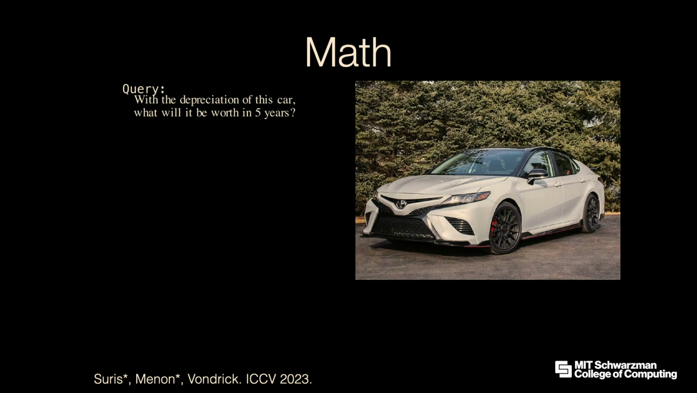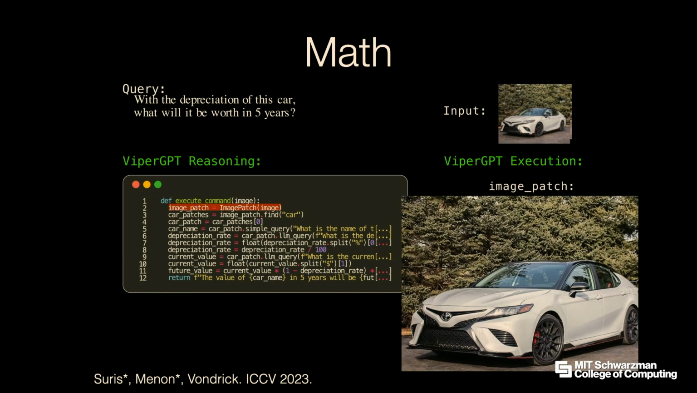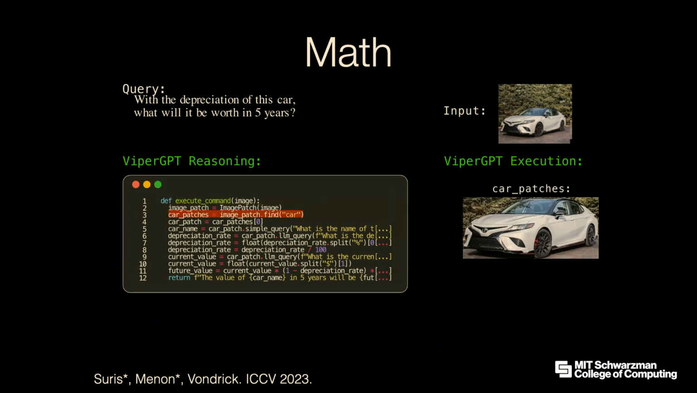Here is another example, the computing math that is quite complicated. With the depreciation of this car, what will it be worth in 5 years? So that requires understanding the make of the car, and then understanding what depreciation means, and so on, a lot of knowledge that the language model has. So it will just look at the code, it will write the code, and then it looks at the text of the car.